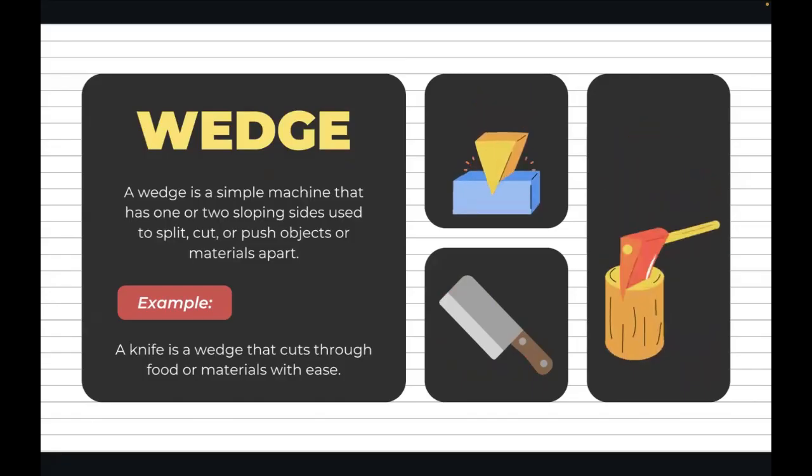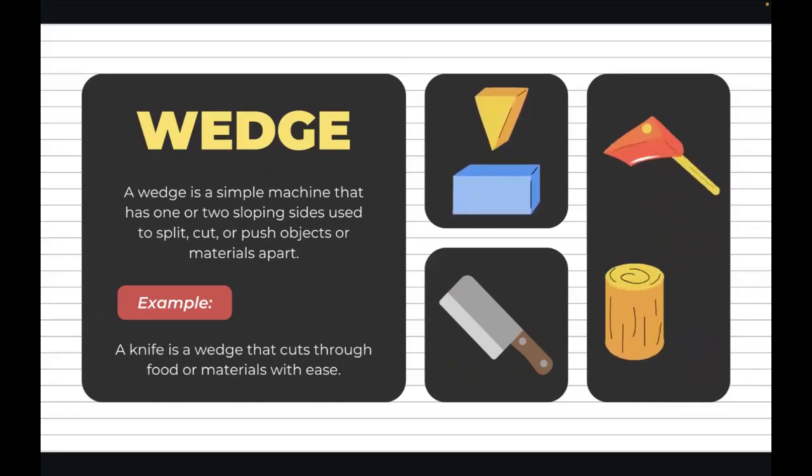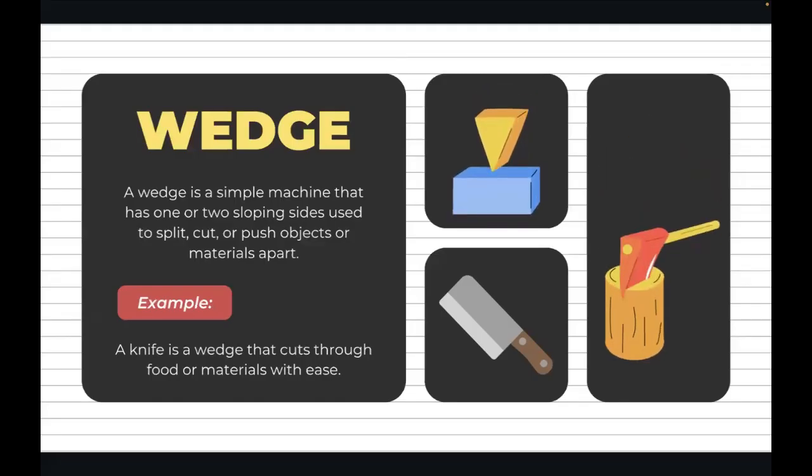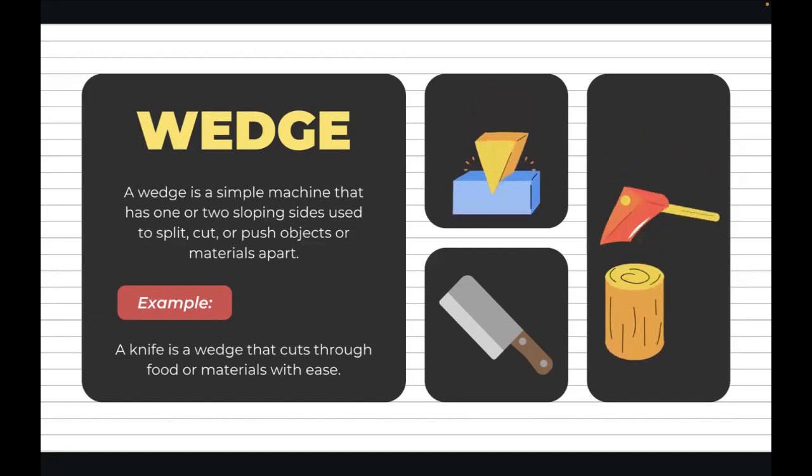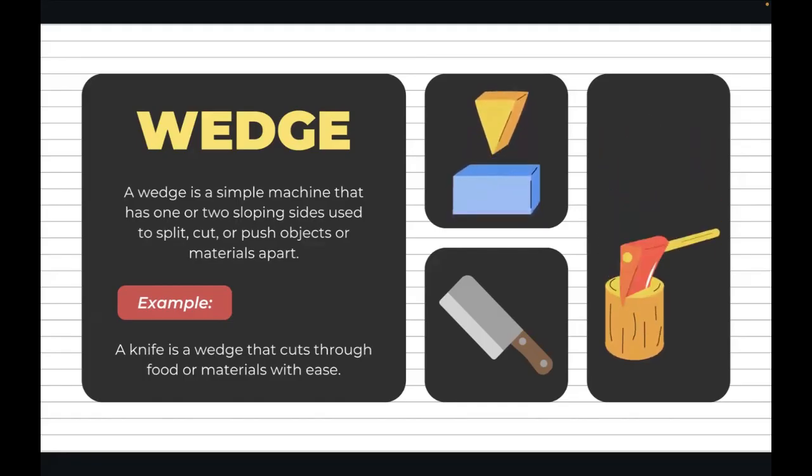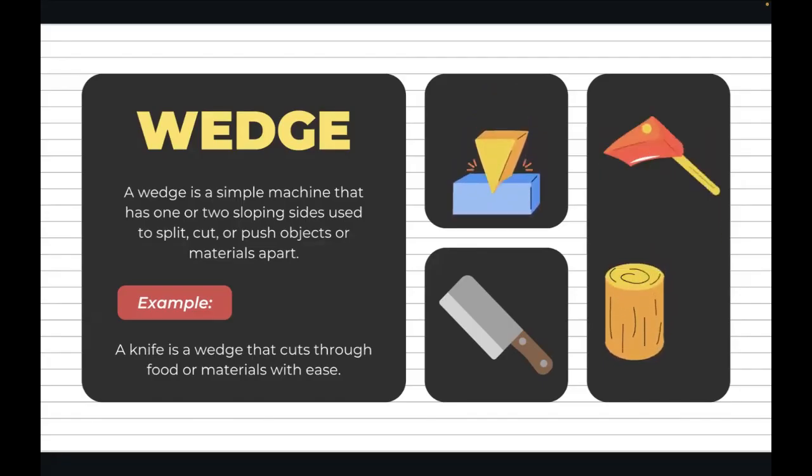I think this is the second to last one, and this is a wedge. A wedge is a simple machine that has one or two sloping sides used to split, cut, or push objects or materials apart. So think of it like even if you're just trying to separate two people. Have you guys ever seen someone trying to break up a fight and they put both of their arms together and then pull their arms apart so those people get pulled apart? That's the idea here, but with objects.